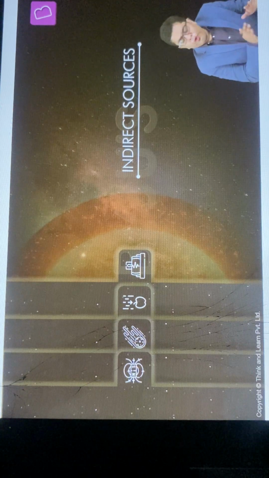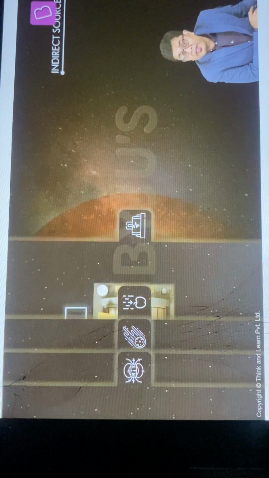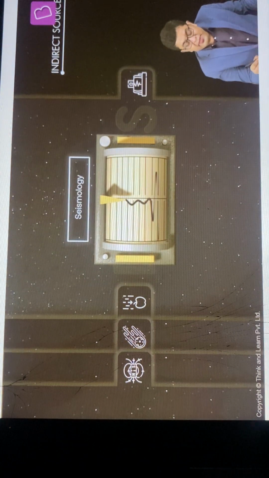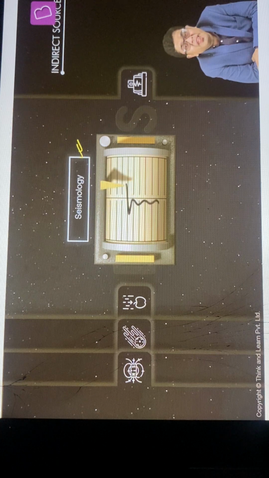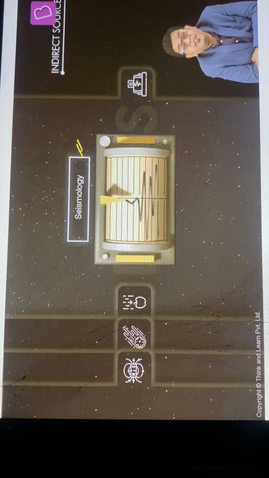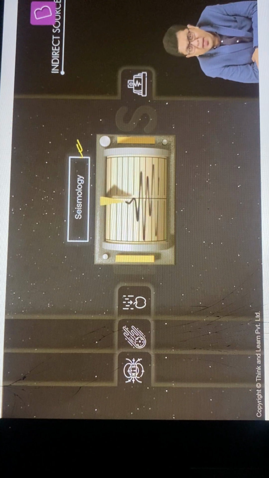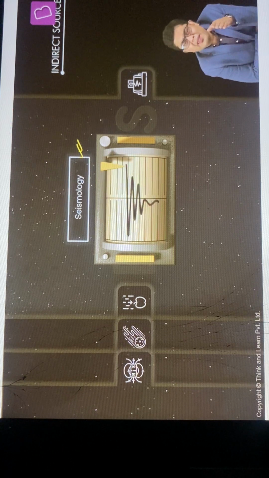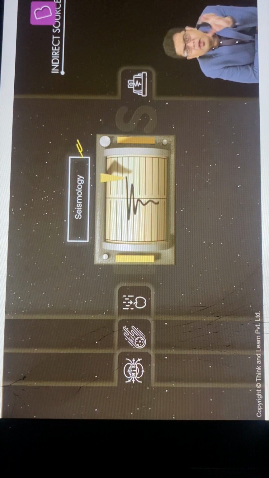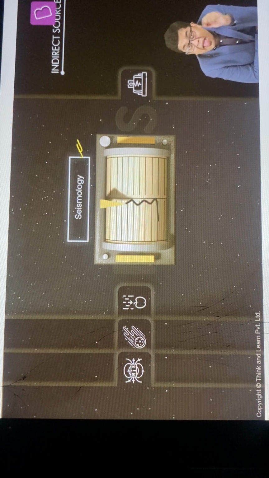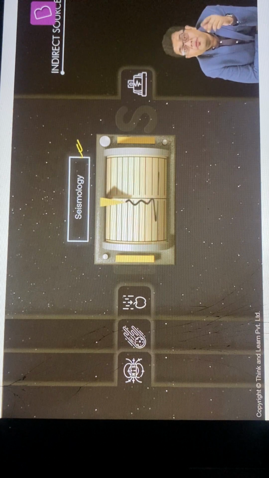So we have four distinct kinds of indirect sources. The most important and vital one is seismology. What is seismology? Seismology is the study of the seismic waves which are generated whenever an earthquake occurs. As we will look at in detail in the module on earthquakes, whenever an earthquake occurs, it ends up releasing a significant amount of energy in the form of waves.